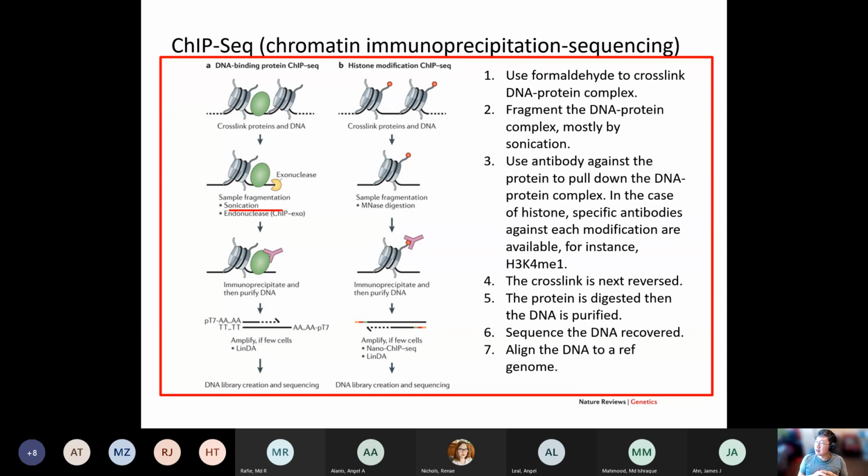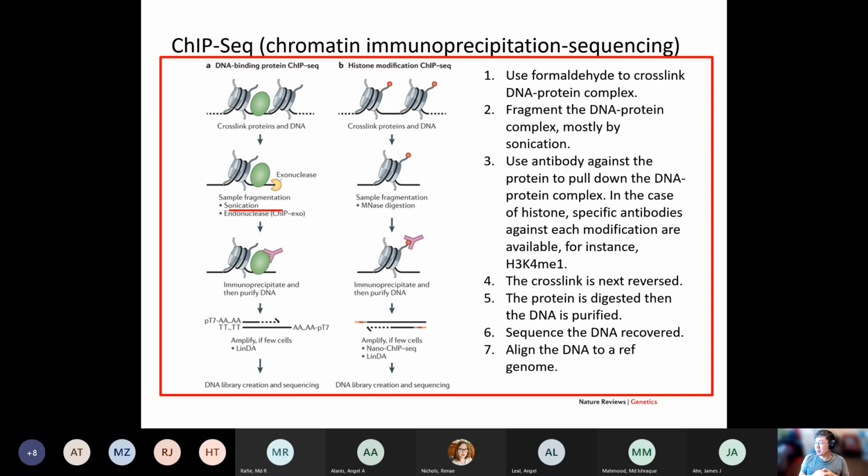So usually the procedure starts with cross-linking. The cross-linking basically will fix the protein to DNA, no matter whether it's a transcription factor or histone. So that protein-to-DNA interaction is now fixed. They won't be able to get dissociated. So this is called cross-linking.